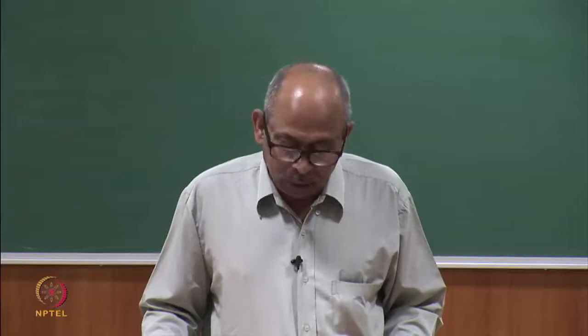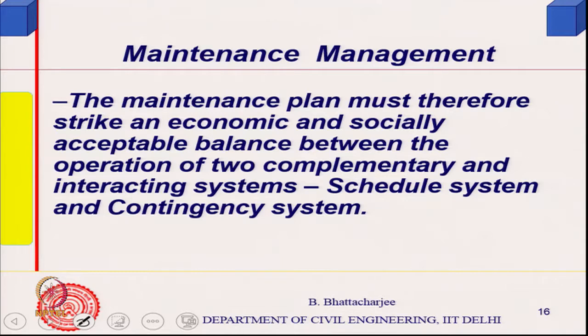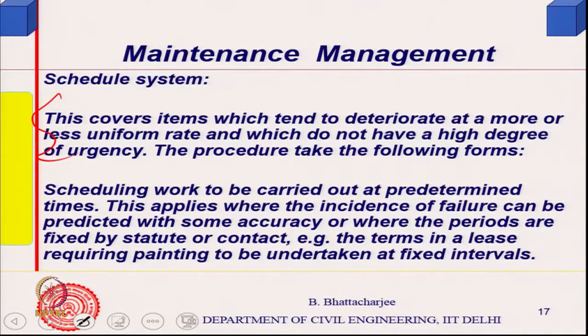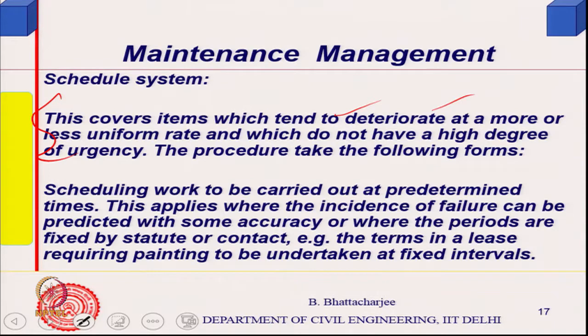Therefore, an economic and socially acceptable balance between these two is necessary, and they are complementary. You cannot avoid emergency or ad hoc maintenance, the contingency system, but try to keep it at the minimum. So, which items will you take in the schedule system, where predictability is there? Even in plant maintenance, everything you cannot take in schedule; there will be some in the contingency maintenance. Schedule items tend to deteriorate at a more or less uniform rate and do not have a high degree of urgency. If you have urgency, then you have to put it in contingency.